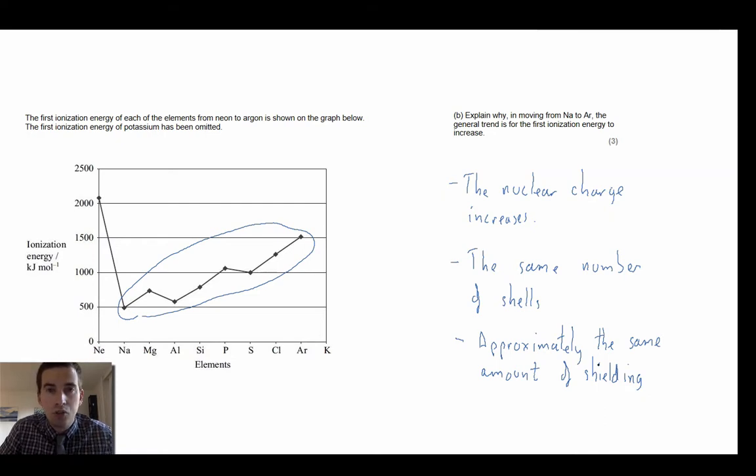You could also make mention of the fact that because of these factors, the radius of the atoms generally decreases as you go across the period. So these are key points you need to include in answering this type of question.